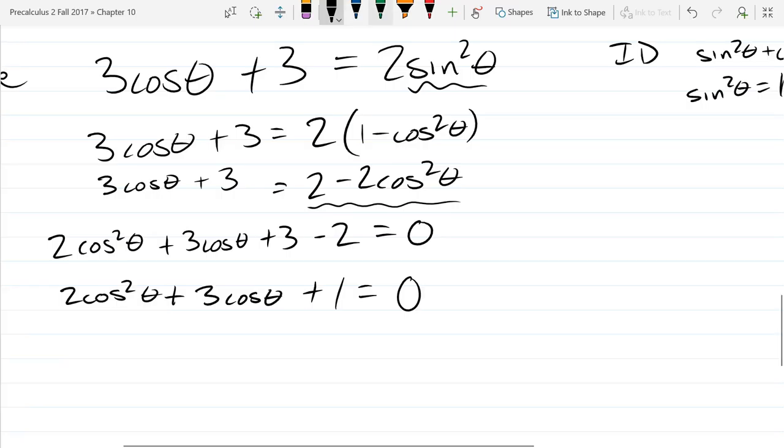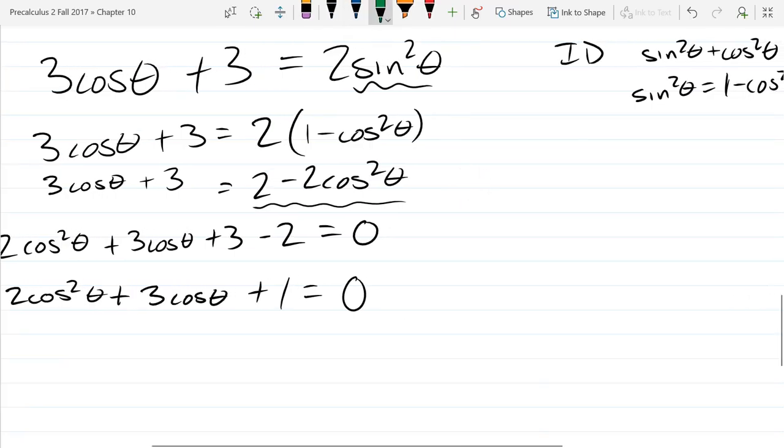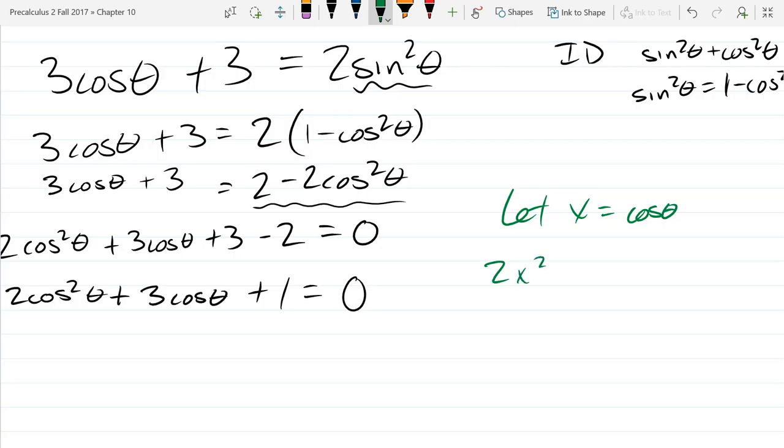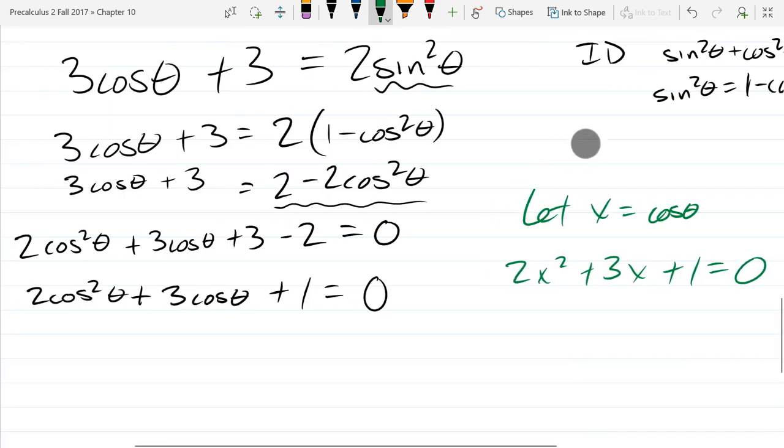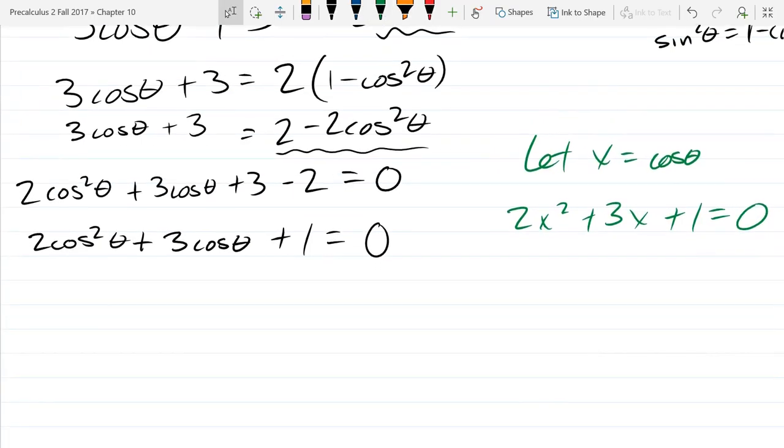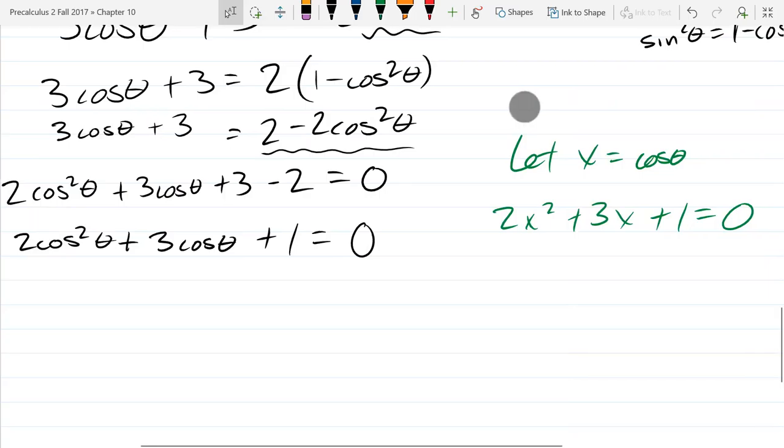I'm going to change variables for a minute. I'm going to let u equal cos theta. Actually, let's go with x. We can use the variable x here. I just rewrote our equation, except I took out cos theta and put in x. Now it looks like a regular degree 2 polynomial. How do I solve this quadratic equation on the right side, this equation in green?